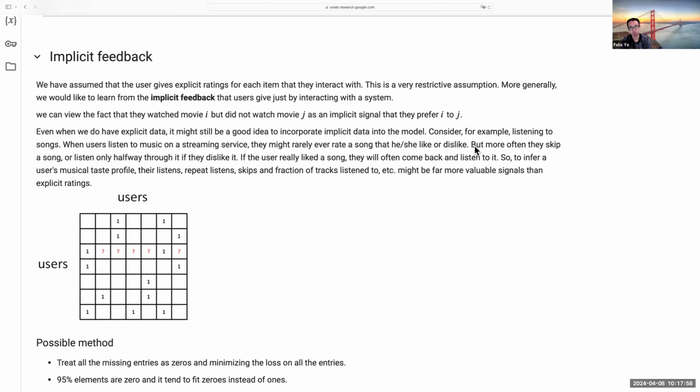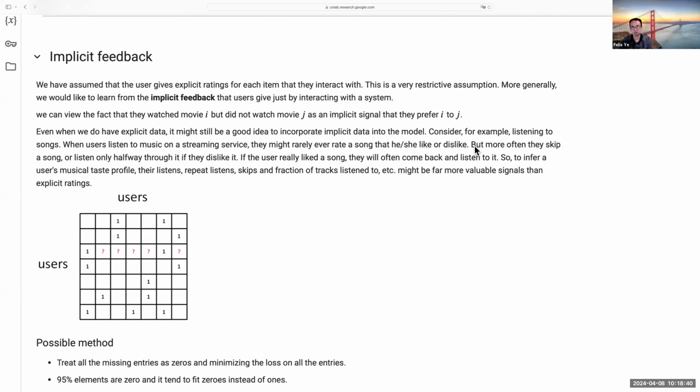When users listen to music on streaming services, they might rarely rate a song, but more often they skip songs. Say you only listen to 50%, then you probably don't like it, so you skip it. But if you really like a song, you will come back to listen again and again. Although you don't give any explicit feedback, this already gives you preferences. If you skip the song halfway, you probably don't like it. But if you come back to listen again and again, that means you like it a lot.